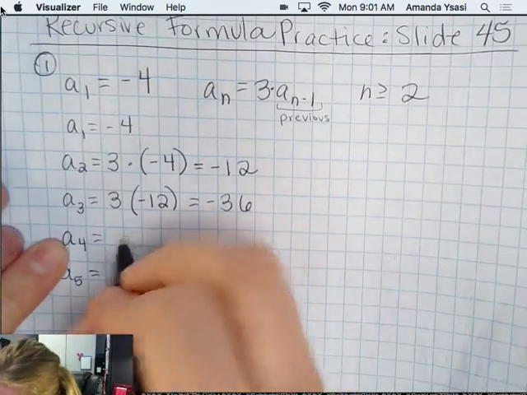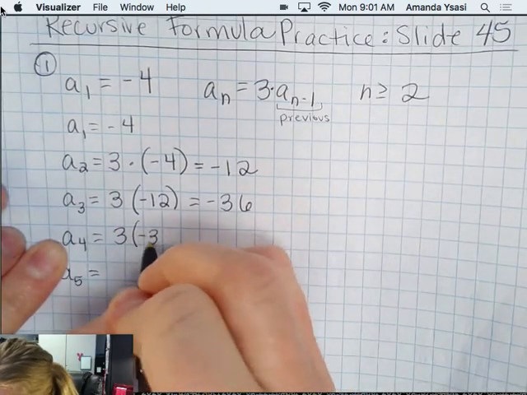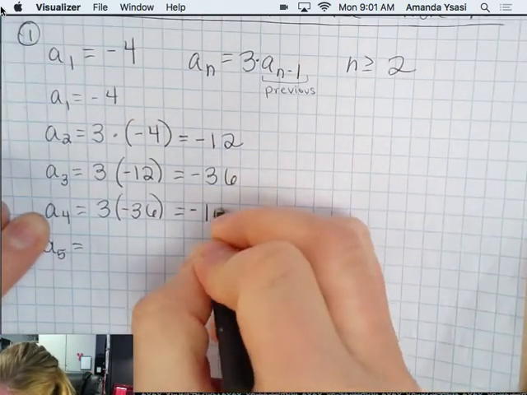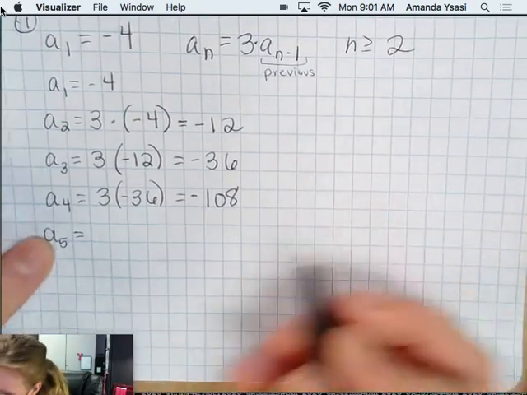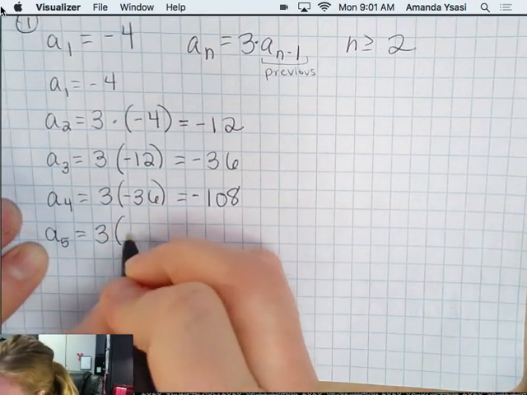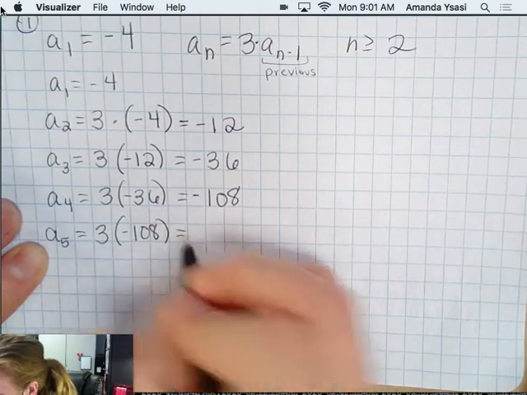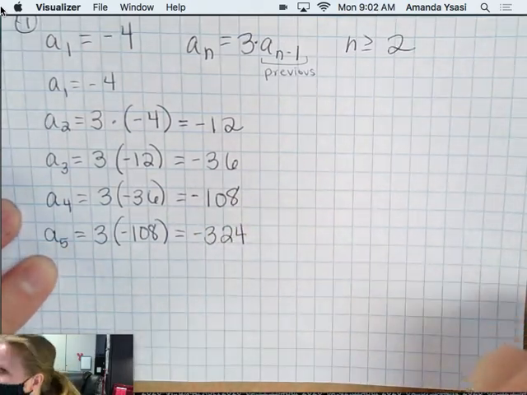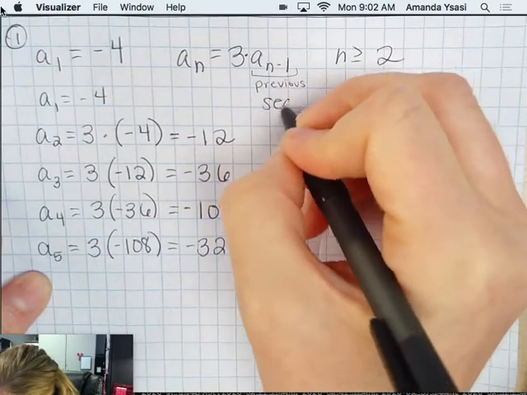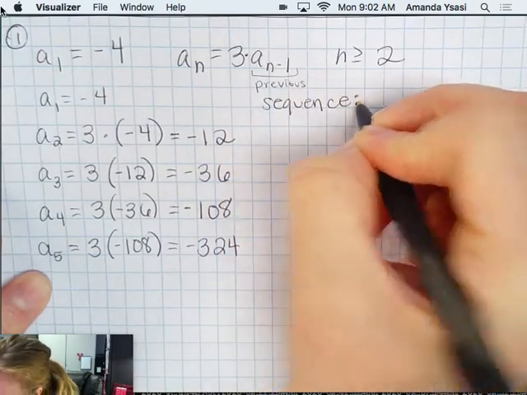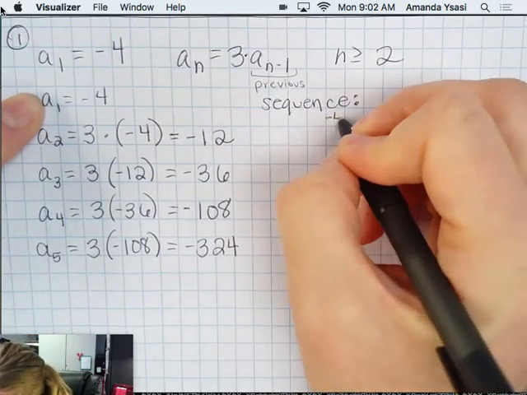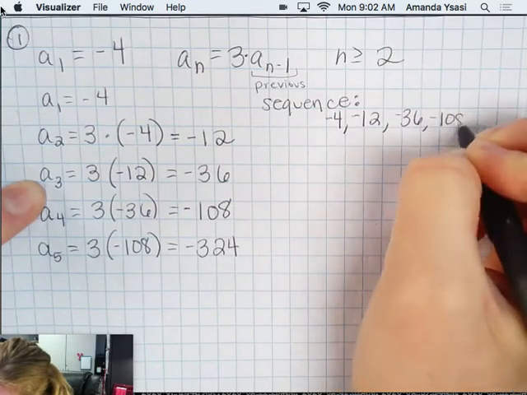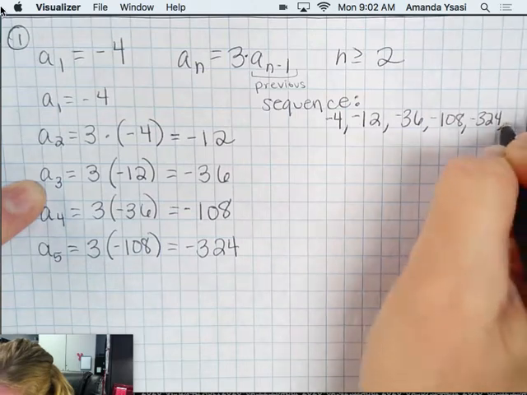Okay, A4 is found by doing 3 times the previous, so 3 times the -36. What is that? -108. Okay. The fifth one, 3 times the previous, so 3 times the -108. -324. Okay, good. And then we can write our sequence, starting with A1. So it'd be -4, -12, -36, -108, -324, dot, dot, dot.